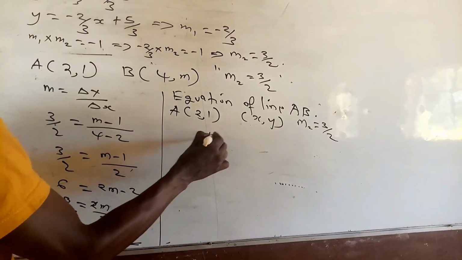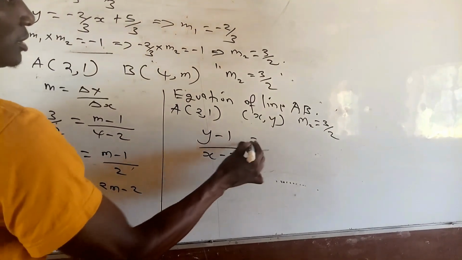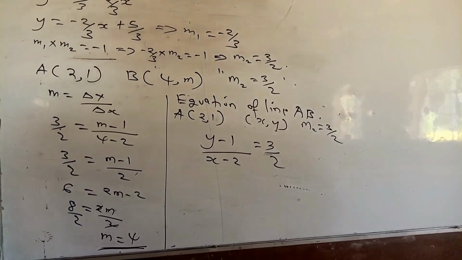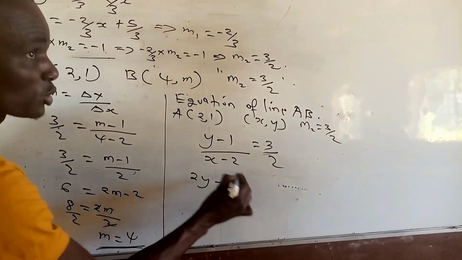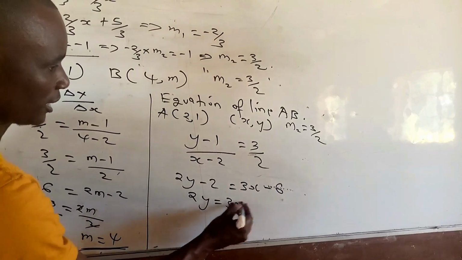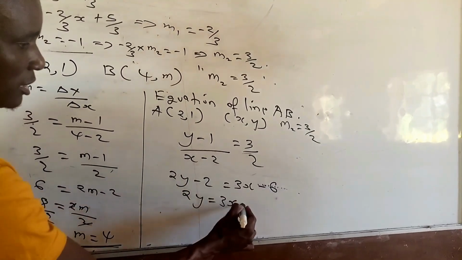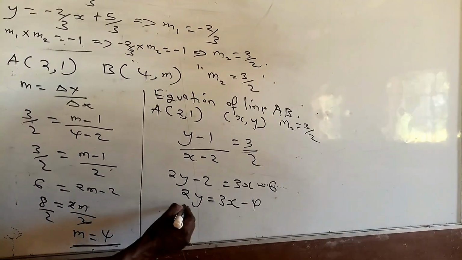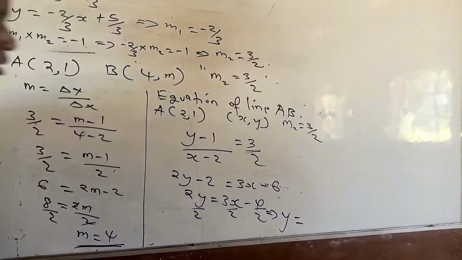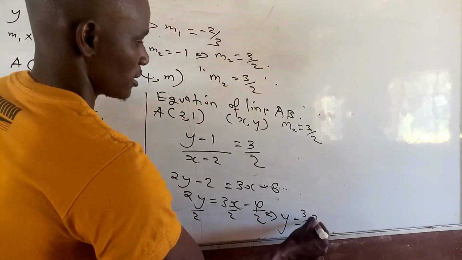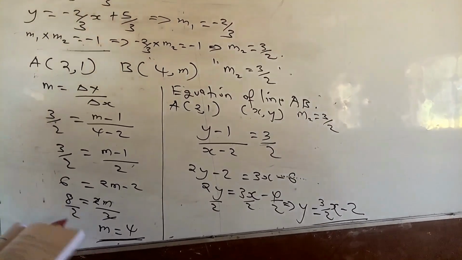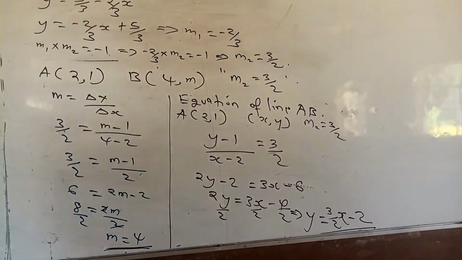So my equation will be (y minus 1) over (x minus 2) is equal to 3 over 2. Of course, if you cross multiply this, we'll get 2y minus 2 is equal to 3x minus 6. So 2y is equal to 3x, bring this side, we get negative 4, divide both sides by 2. So this implies y is equal to 3 over 2 x minus 2. So our equation will be y is equal to 3 over 2 x minus 2.